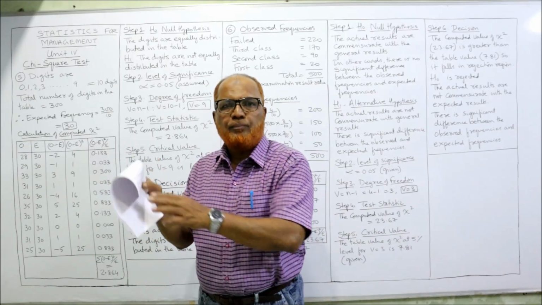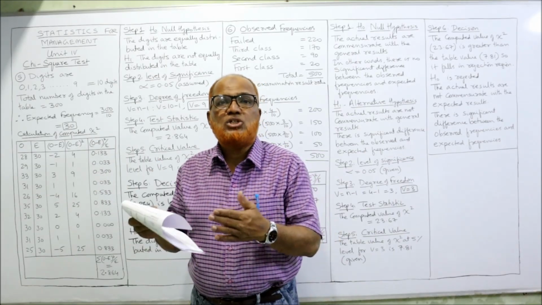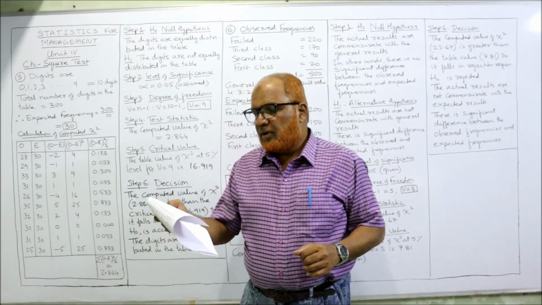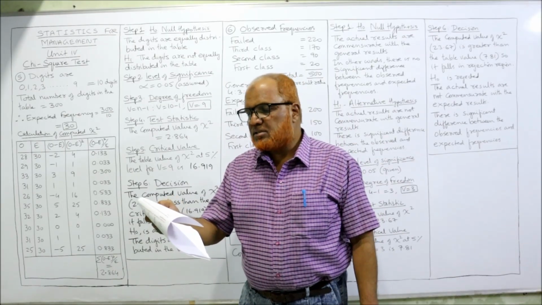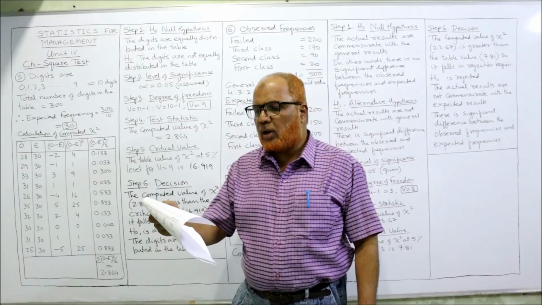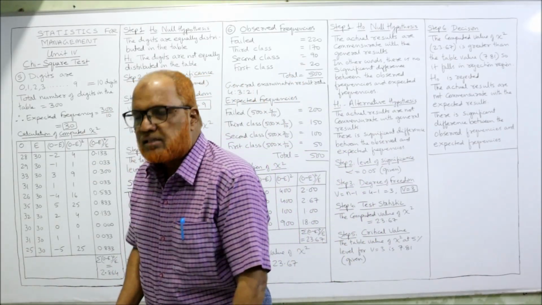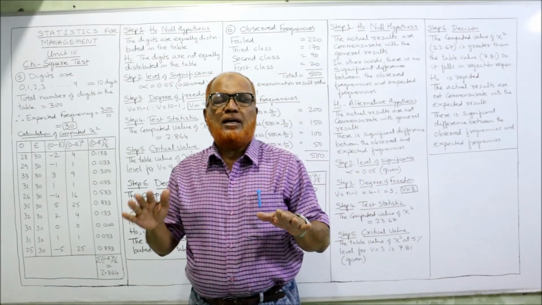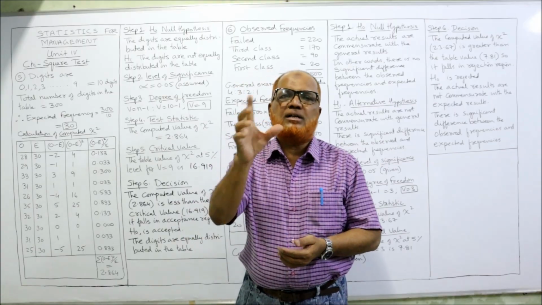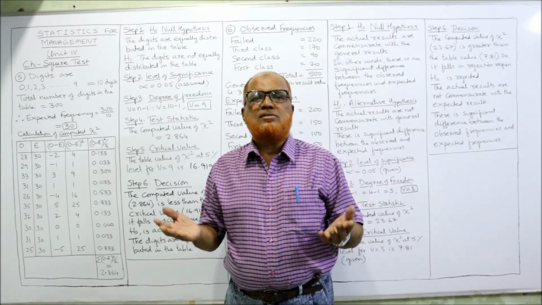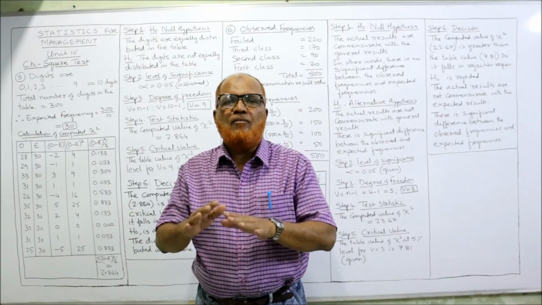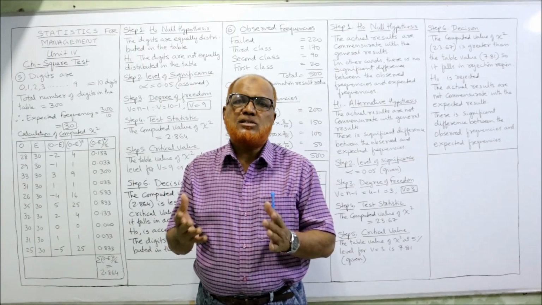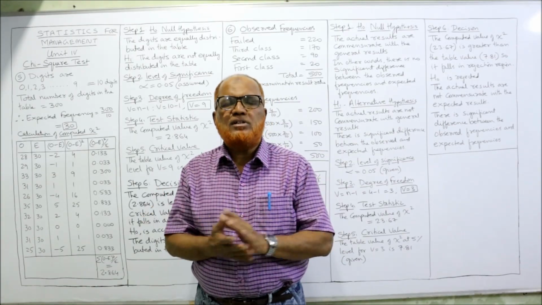So what is given in the problem? Each digit has occurred a different number of times in the given table. Then use the chi-square test on the hypothesis that the digits were distributed in equal numbers in the table. That means it is asking you to apply the chi-square test to prove that every digit occurs an equal number of times. That means there is no difference whether it is 0 or 1 or 2 or 3. Every digit has an equal chance of being repeated. That is the question.